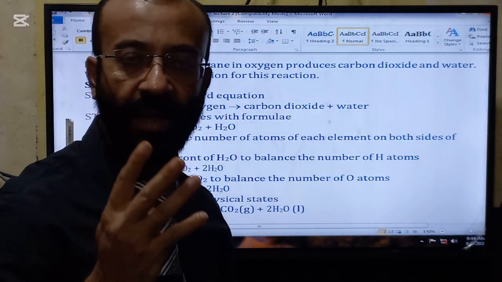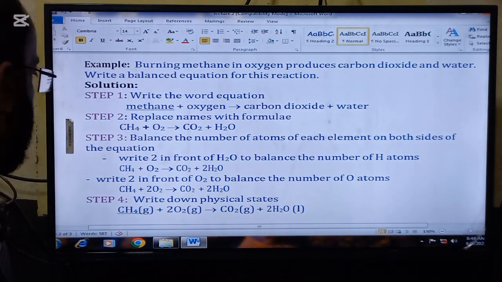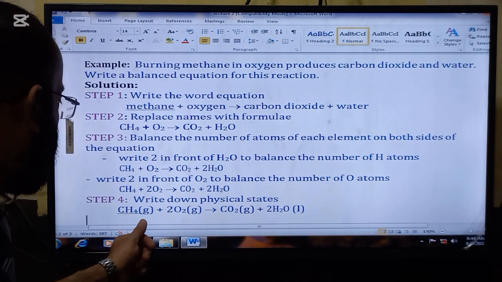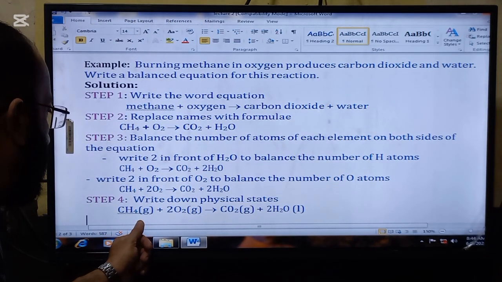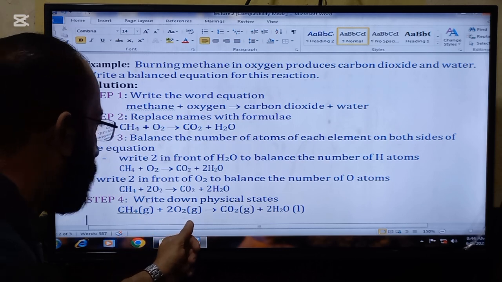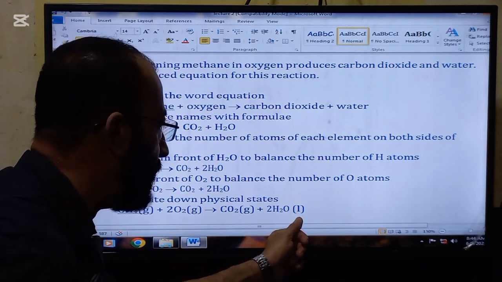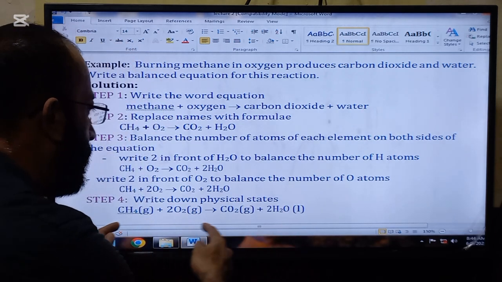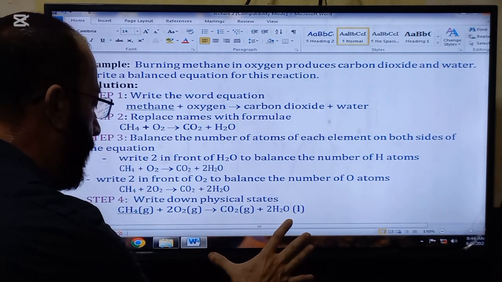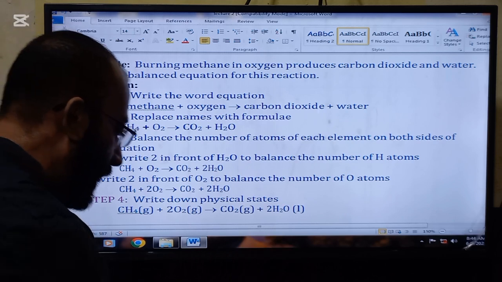And the fourth and last step will be write the state symbols. So the physical state of the methane gas, this is a gas, so G stands for gas, oxygen is also a gas, carbon dioxide is also a gas, and H2O is a liquid, so L stands for liquid. So this is the last step, to write the physical states.